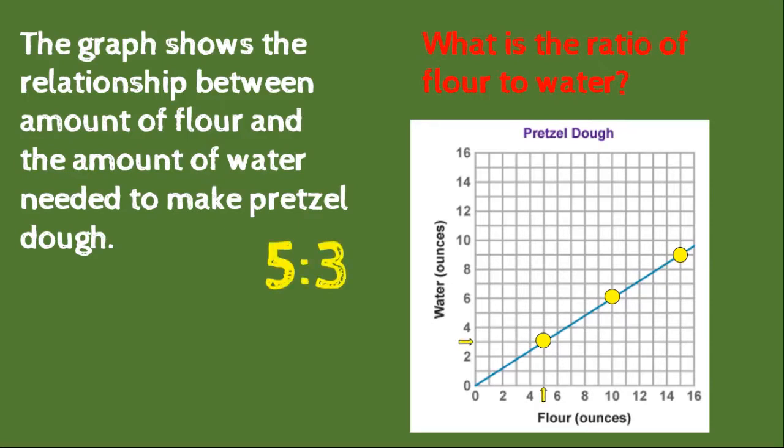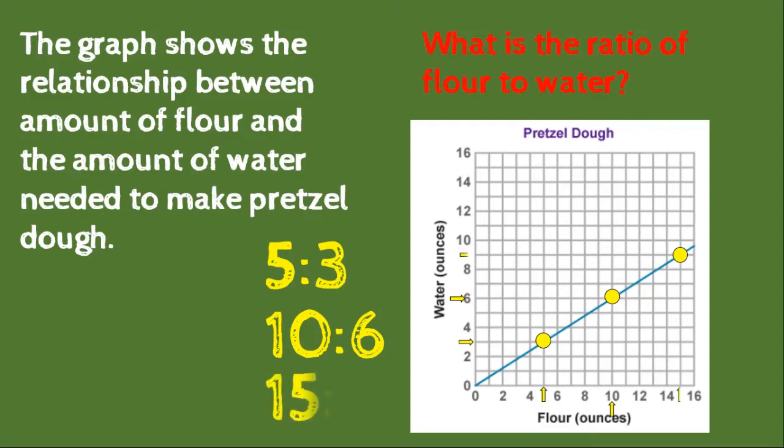In the first one, we can see that is between the number 4 and 6, which is 5, and we go up 3 units, which is 3. So the first correct ratio would be 5 to 3. We can figure out the next ratio, which is also an equivalent ratio, and in this case, it's all the way to 10 in the flour ounces in the x-axis, and we go up 6 units in the water ounces direction, and that's 10 to 6.